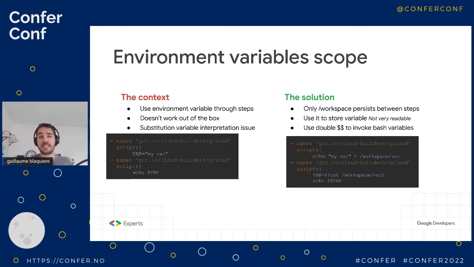And then in the next step, you have the /workspace and your file again. You have to read your file, and then you have something in memory. And to invoke your variables, you have here to use the $var to invoke it correctly and not to use the substitution variables.